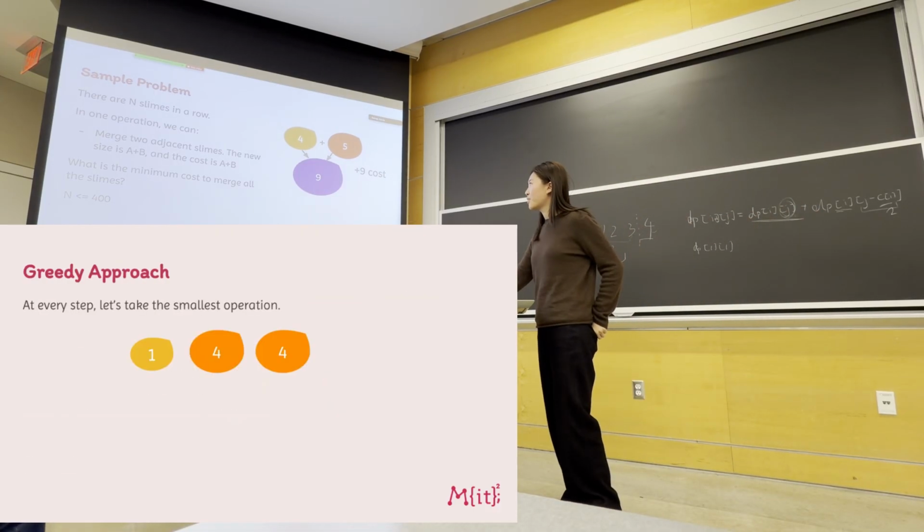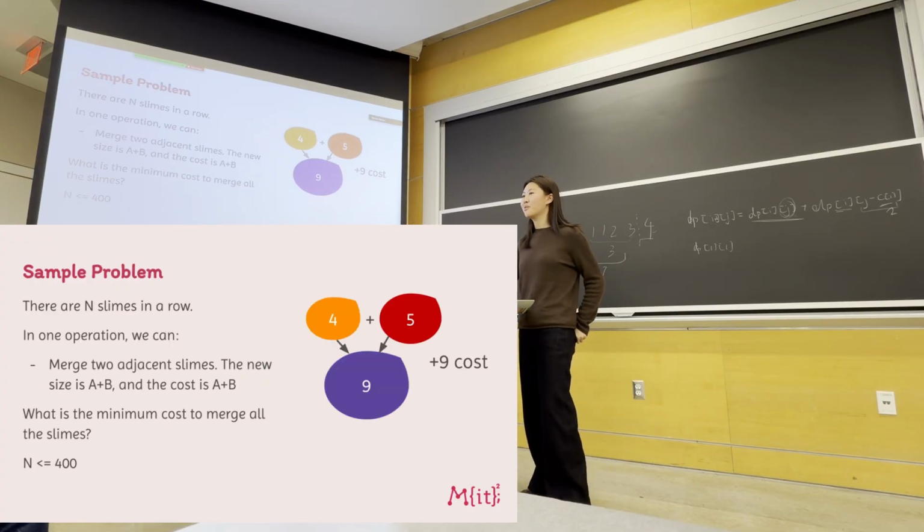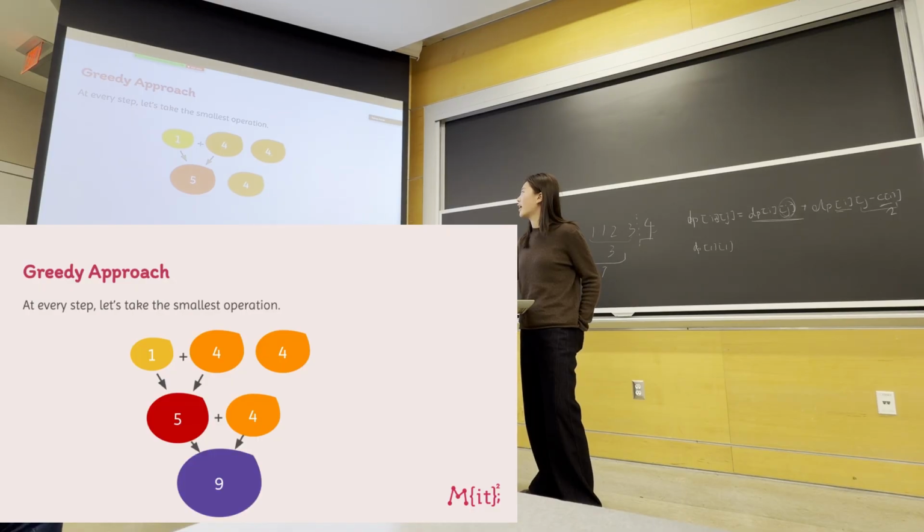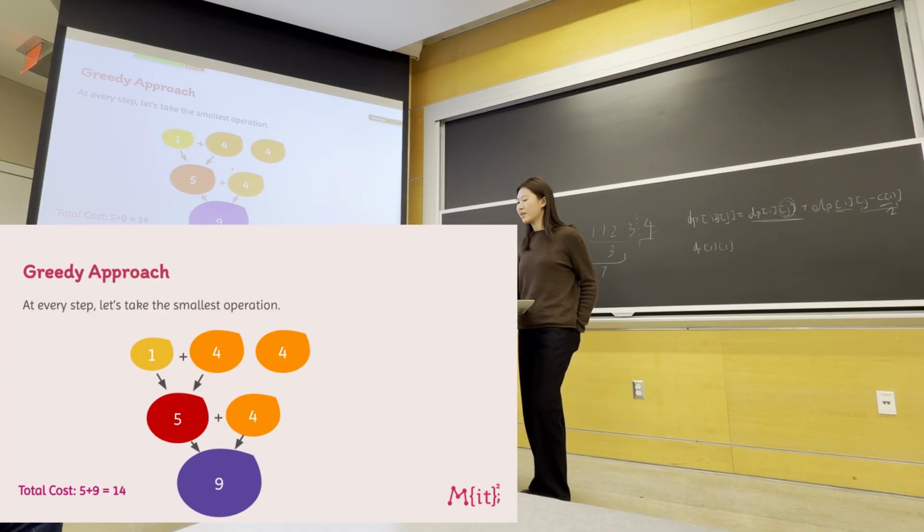When we first look at this problem, our intuition might be to use the greedy approach. For instance, at every step, we take the smallest operation. In this case, we have the choice of either 1 plus 4, which would be 5, or 4 plus 4, which would be 8. If we use the greedy approach, we get 5 and then we get 9 in the end. And the final cost would be 5 plus 9, because this costs 5 and this would cost 9.